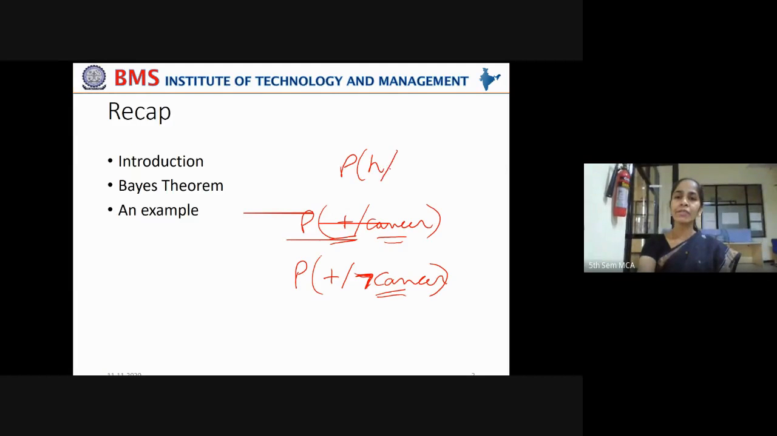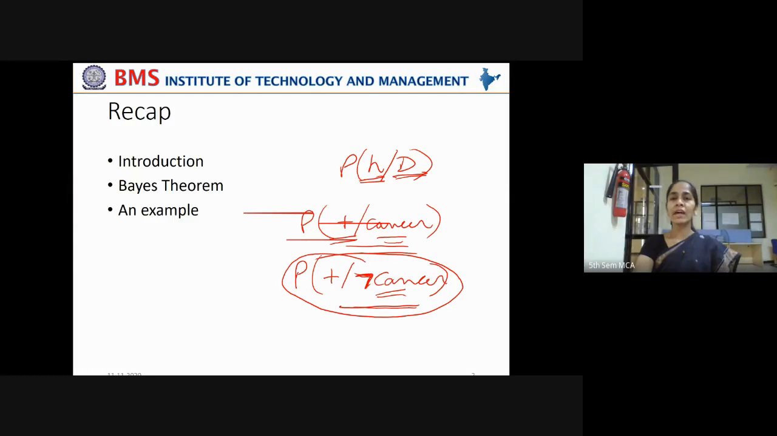Probability of H given D. So what is the probability of this hypothesis holding good for the given training examples? When the training examples are given, whether this hypothesis holds good or not, that is called posterior probability. In both of those probabilities, the probability of the patient being diagnosed as positive when he doesn't have cancer, we calculated as more. That is how we inferred that the patient doesn't have cancer though he is diagnosed as positive.